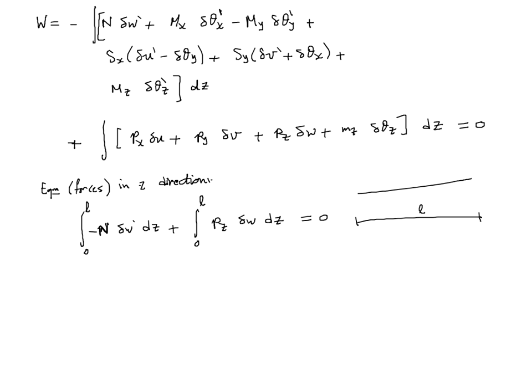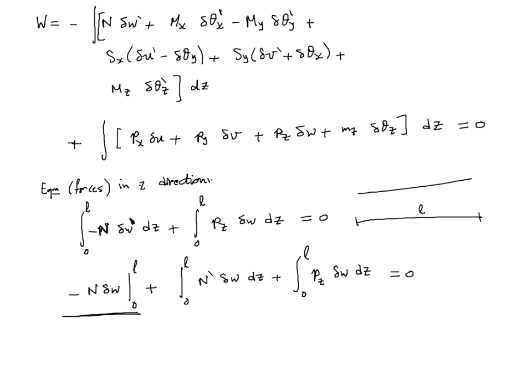So if we proceed with this, of course, we need the coefficients of delta w. Here we have delta w prime, so we need to integrate by parts. When we do that, we will get minus N delta w from 0 to L, plus integration from 0 to L of N prime delta w dz plus integration from 0 to L of p_z delta w dz, and this is equal to 0. So for now, I'm going to neglect the boundary terms. We're going to discuss them in a second.